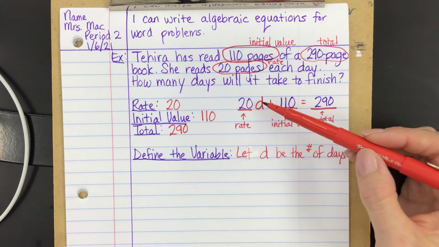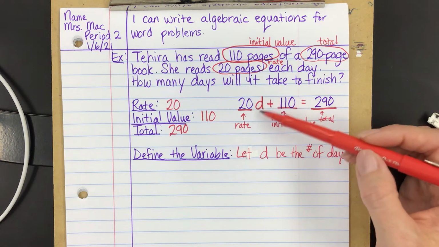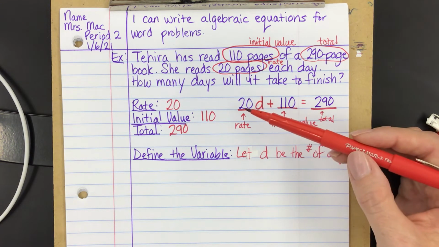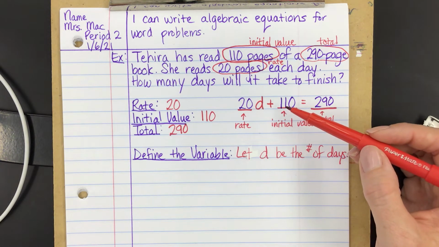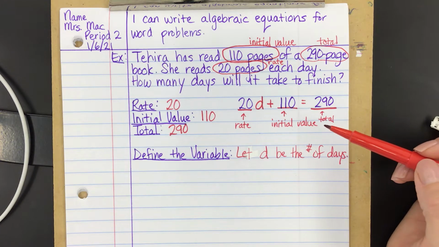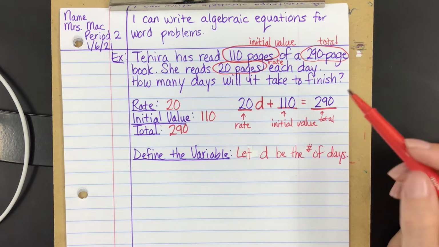Okay. So it's always going to be in the same format. You'll have your rate times your variable, or actually sometimes they give you this and they don't give you the rate, but I'll show you what that looks like too. We're going to do a problem like that in just a second. You have your rate times your variable plus your initial value equals some total. Okay, you're going to be looking at a variety of different word problems, but it's always going to be formatted pretty much the same way.